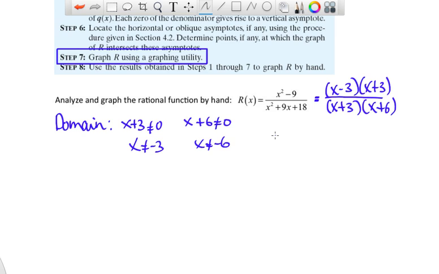So now I'm going to look at this one more time, and instead of just looking at the domain, I'm going to look at it in its simplified form. Because I have an x plus 3 here and an x plus 3 there, it cancels, and so I get x minus 3 over x plus 6. So that's the reduced form of this function. That means that the negative 6 here is a vertical asymptote.